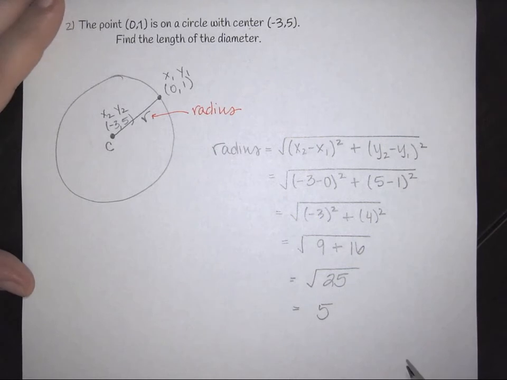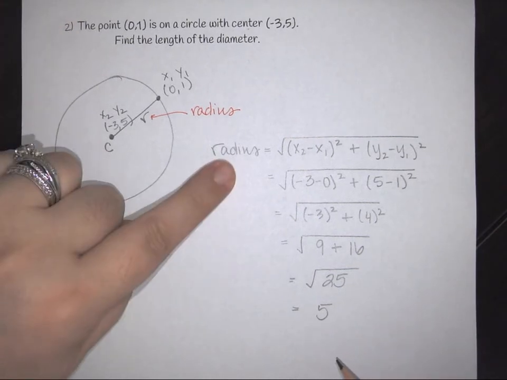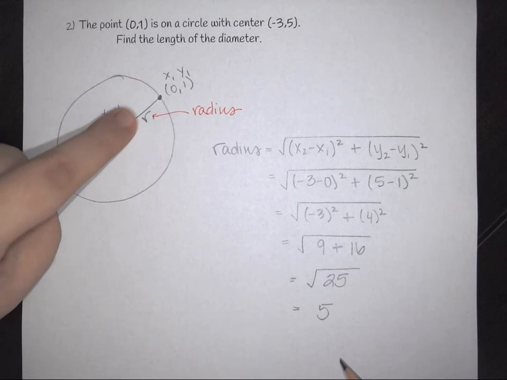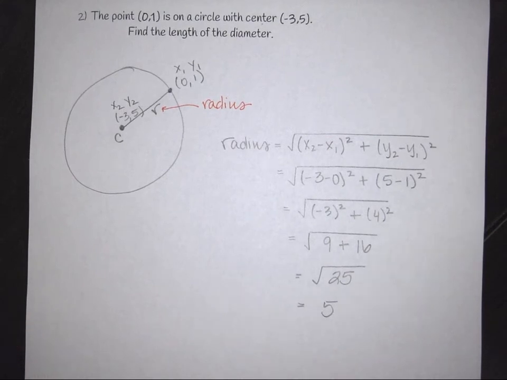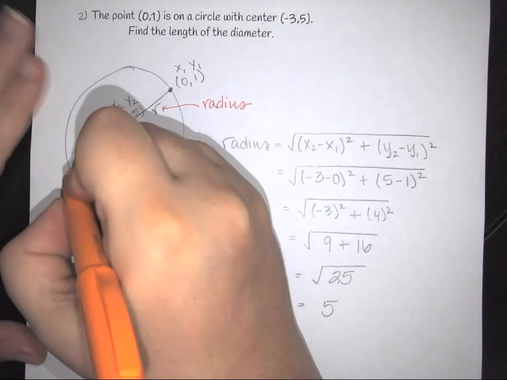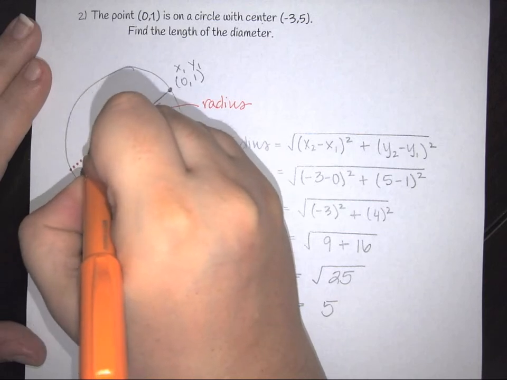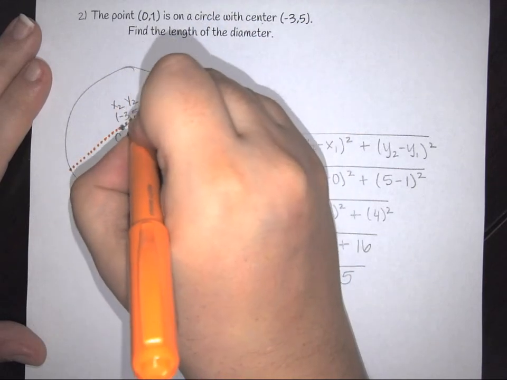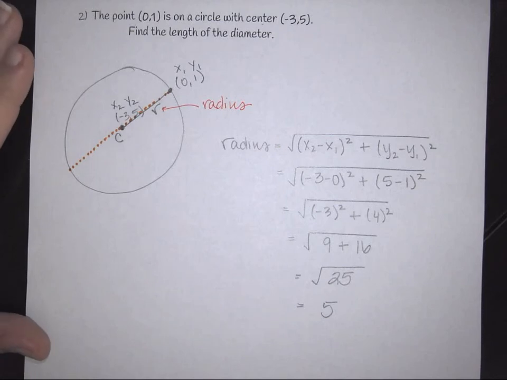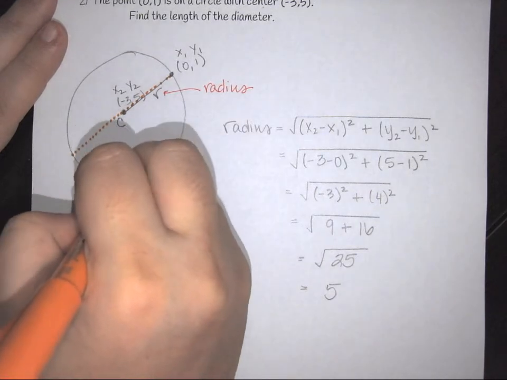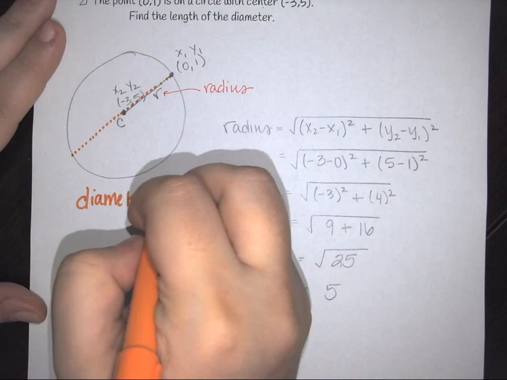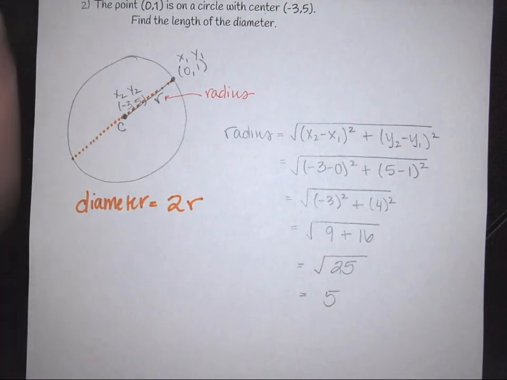So, what we actually found here, notice I had labeled it radius because that's what it was. We were doing just half the distance. Your diameter is actually the length that would go from one side through your center all the way to the other. So what does that mean? Well, that means when we're looking for your diameter, we have to look at twice the radius.